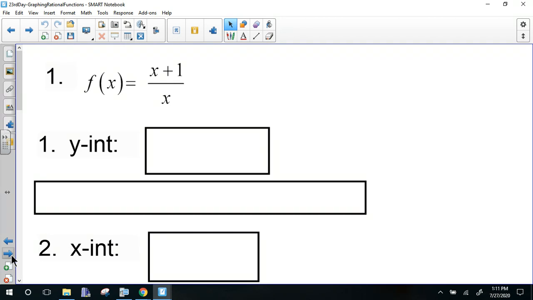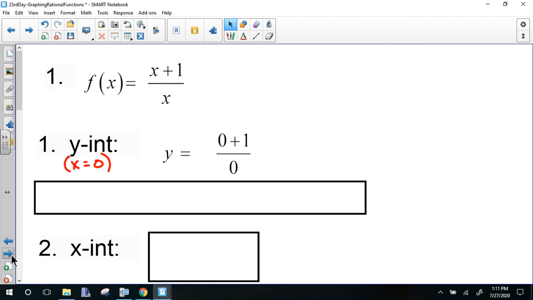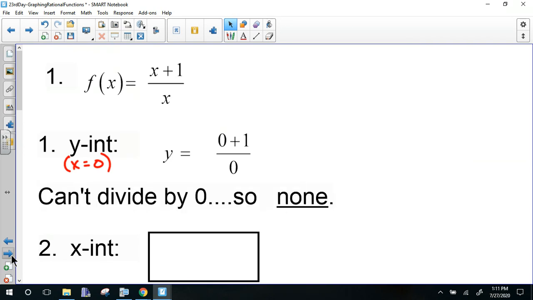If I plug in x equals 0 when I want to find the y-intercept, I get 0 plus 1 over 0. That can't happen because you can't divide by 0. That means there is no y-intercept.